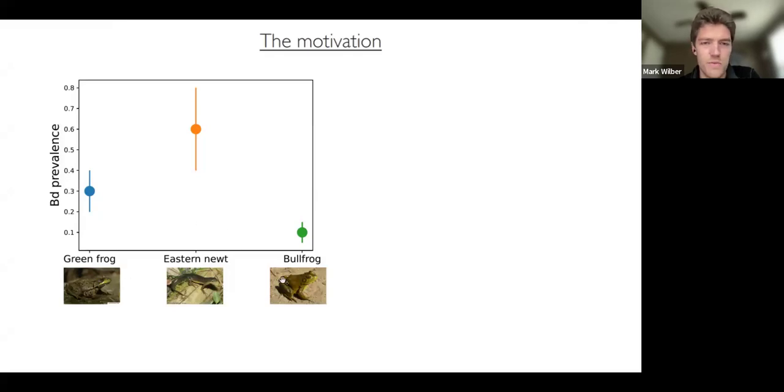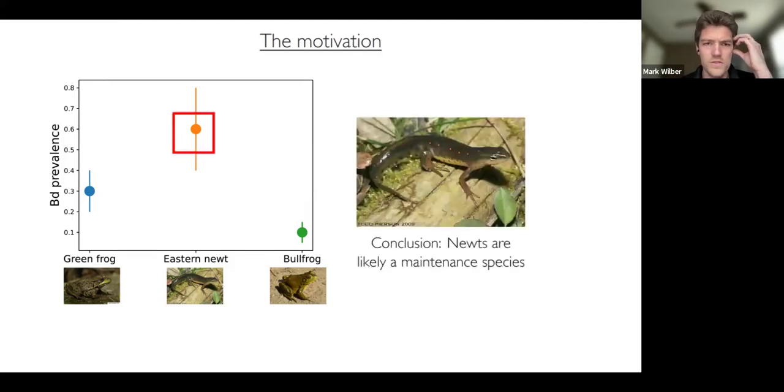So on the x-axis, we have 3 different species. We have green frogs, newts, and bullfrogs. Y-axis is BD prevalence. And what you see here is a marked variability in prevalence among species. Now, what I noticed happening is that oftentimes this conclusion follows a plot like this. So for example, eastern newts here have relatively high prevalence, and the conclusion that follows is that newts are likely a maintenance species for BD, for this pathogen.